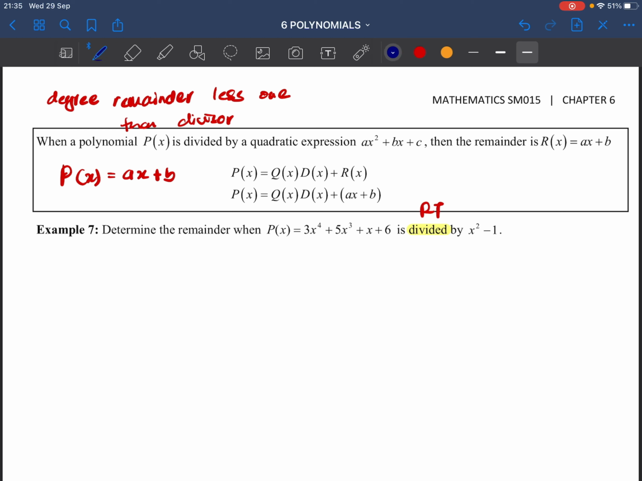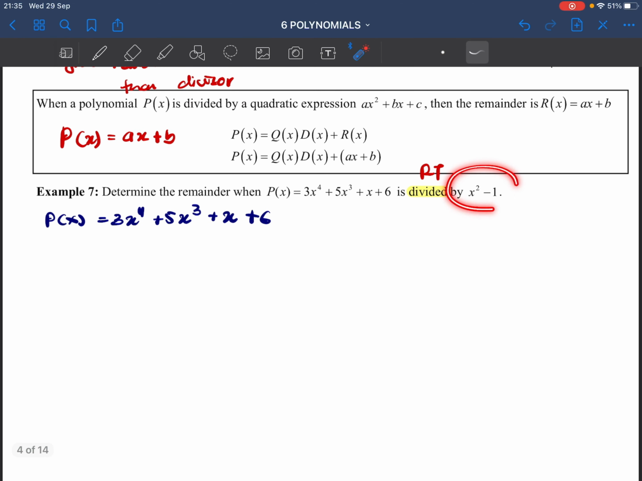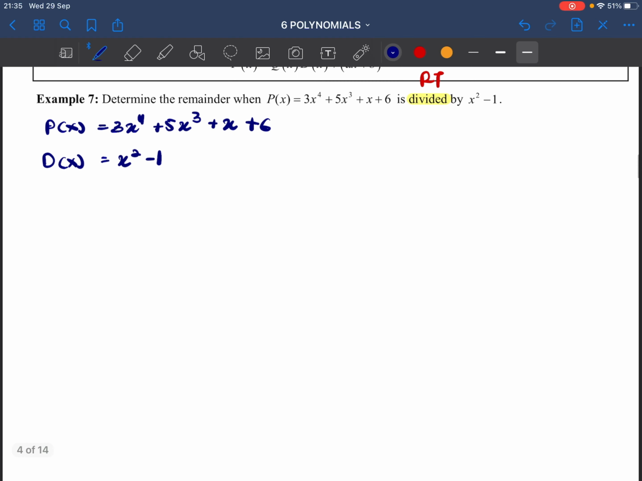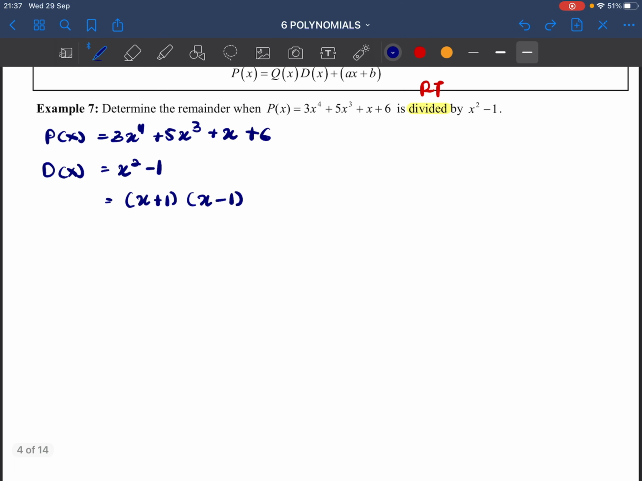So let's write everything we have. We have our P(x) equals 3x to the power 4 plus 5x cubed plus x plus 6. Okay, and then it's divided by x squared minus 1, which is your divisor. X squared minus 1, we can factorize, which is x plus 1 times x minus 1. Okay, so now your roots are x equals negative 1 and x equals 1.